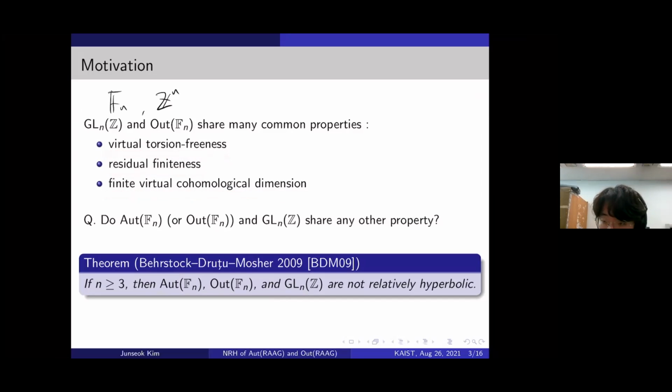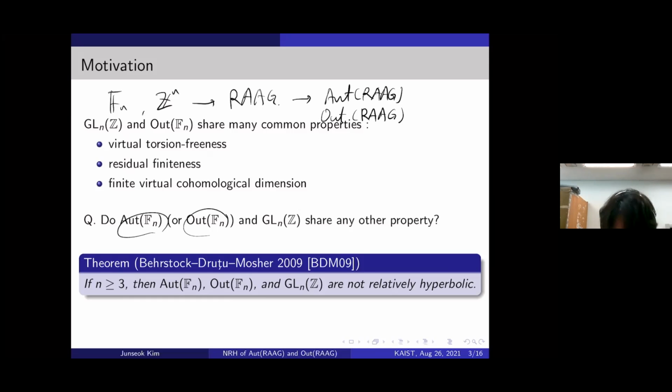Instead of understanding the meaning of these properties, we focus on another natural question: do these groups share any other property? Interestingly, we found a theorem saying that if the rank is not small, then these groups are not relatively hyperbolic. And before, we saw that the free group and the free abelian group are examples of right-angled Artin groups. So understanding their automorphism groups and outer automorphism groups may help to understand Out(F_n) or GL_n(Z) more generally.